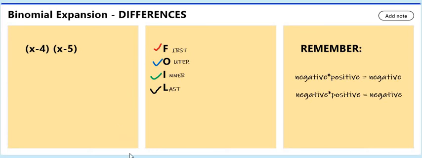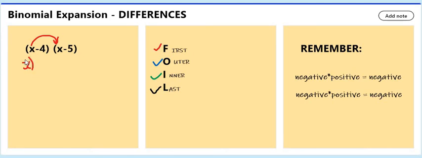Meaning, we are going to use the first term in the first binomial to multiply the first term in the second binomial. You should be able to identify the first. The first is always the one to the left, right? So we would have x times x, which is x.